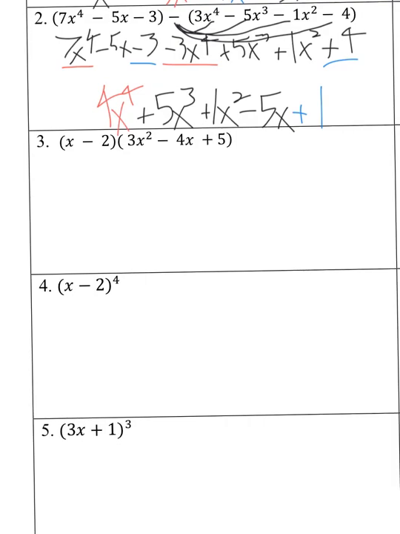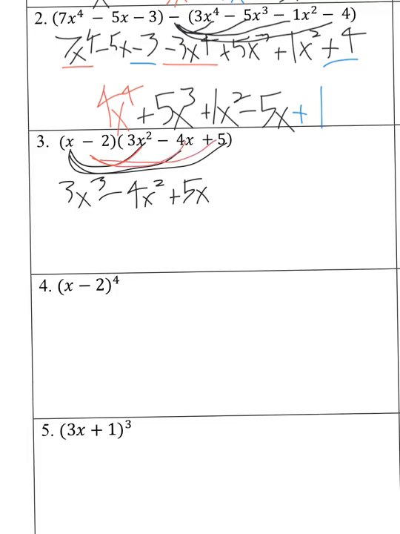Alright, number 3. I'm going to start off distributing like I did before. Only I'm not adding or subtracting, I'm just multiplying. So I have 3x to the third minus 4x squared, and x times 5 is 5x. Okay, and then in red I'm going to do negative 2 times each term. So that's going to get me negative 6x squared and positive 8x and negative 10. And let's just combine like terms.